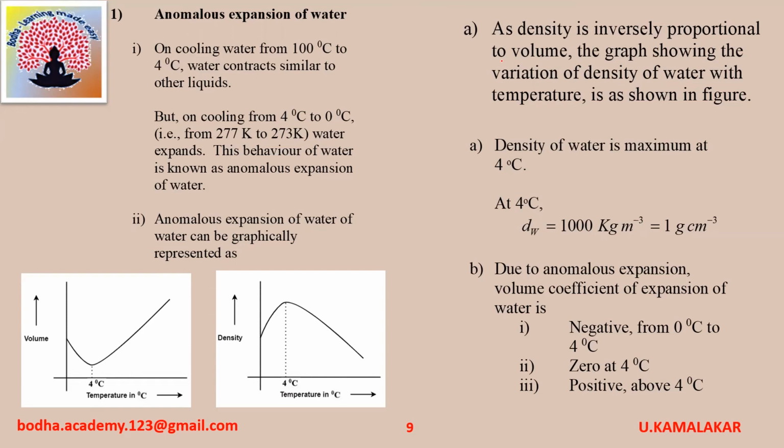Density of water is maximum at 4 degrees centigrade. At 4 degrees centigrade, the value of density of water is 1000 kg per cubic meter or 1 gram per cubic centimeter. Due to anomalous expansion, volume coefficient of expansion of water is negative from 0 degree centigrade to 4 degrees centigrade, 0 at 4 degrees centigrade, positive above 4 degrees centigrade.